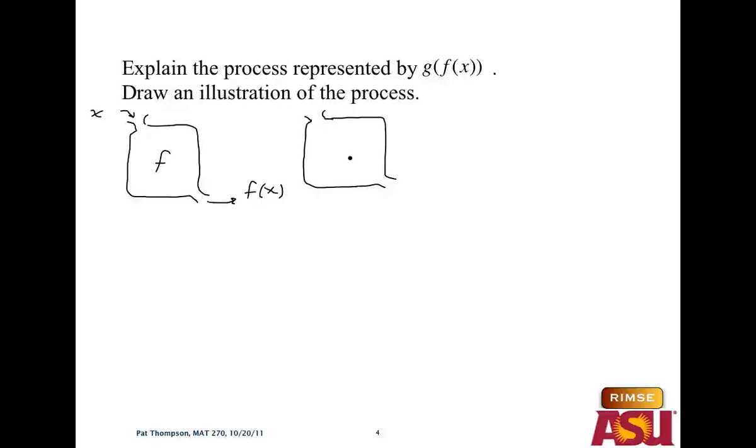So which function is this? This is the g function. So I'm going to take f of x and put that into g. And what comes out? g of f of x. That's right. Is that what you guys did? Everyone else? Make sense? Okay.